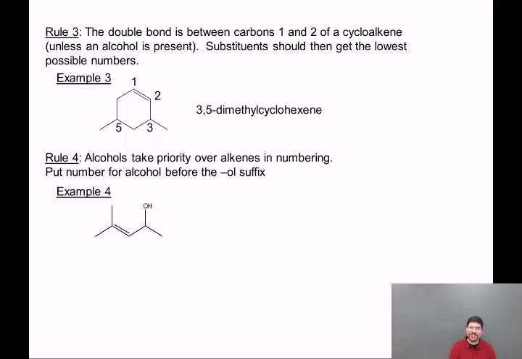Okay, it's a 5-carbon chain. It's got an alcohol at position 2. It's got an alkene at position 3. Remember, the alcohol has to get the lowest number. And then it's got a methyl group at position 4. Well, the way we handle this is we put the number for the alcohol right before the OL suffix. Okay, so this molecule then is 4-methyl-3-pentene-2-ol. Okay, so that 2 right before the OL is telling you where the alcohol is.